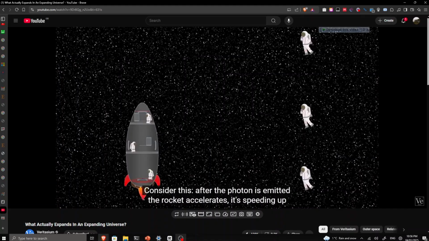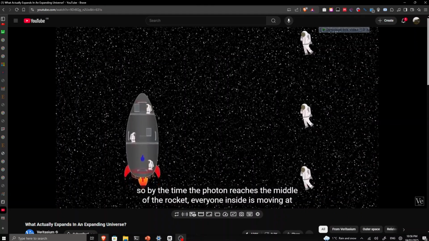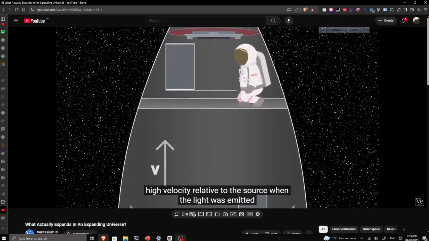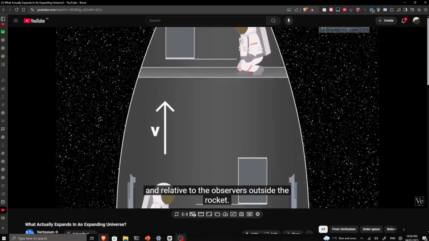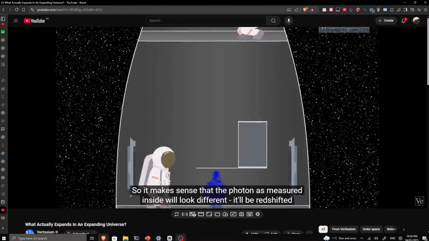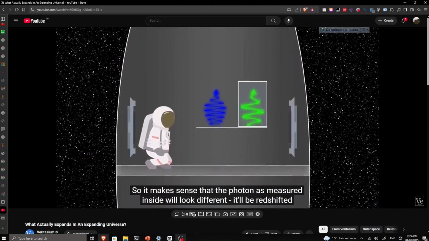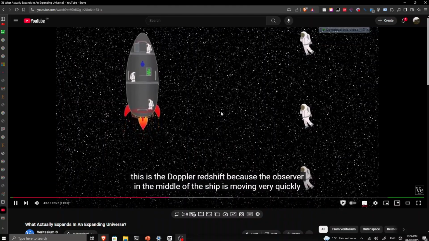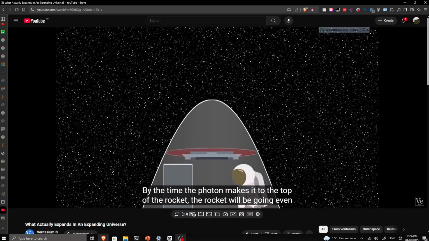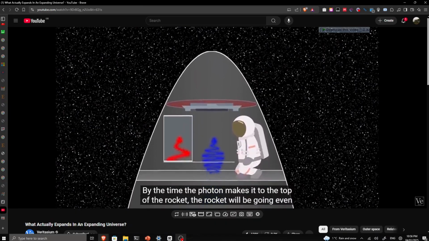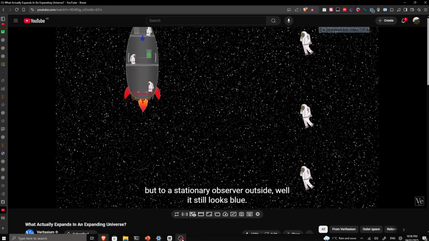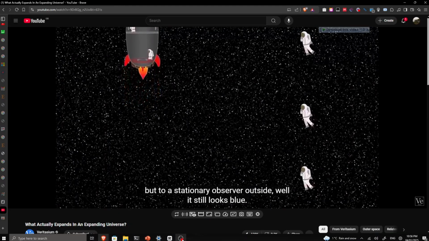Consider this. After the photon is emitted, the rocket accelerates. It's speeding up. So by the time the photon reaches the middle of the rocket, everyone inside is now moving at high velocity relative to the source when the light was emitted, and relative to the observers outside the rocket. So it makes sense that the photon as measured inside will look different. It'll be redshifted. This is the Doppler redshift because the observer in the middle of the ship is moving very quickly away from the source. By the time the photon makes it to the top of the rocket, the rocket will be going even faster, and this is why it appears red. But to a stationary observer outside, it still looks blue.